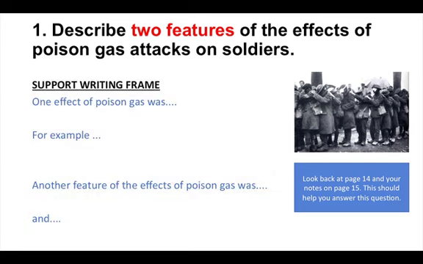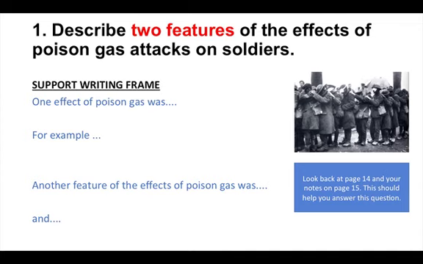Okay, so let's have a look at a support writing frame. In the exam, the paper actually does say 1 feature and it gives you some lines, and then it will say another feature and it will give you some lines. So I might write 1 effect of poison gas was, for example, and another feature of the effects of poison gas was, and if, for example, isn't helpful for me to be using.